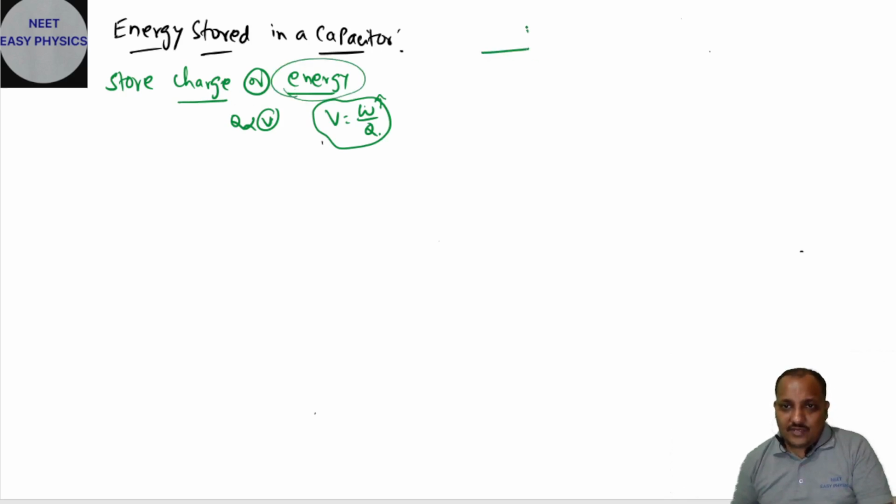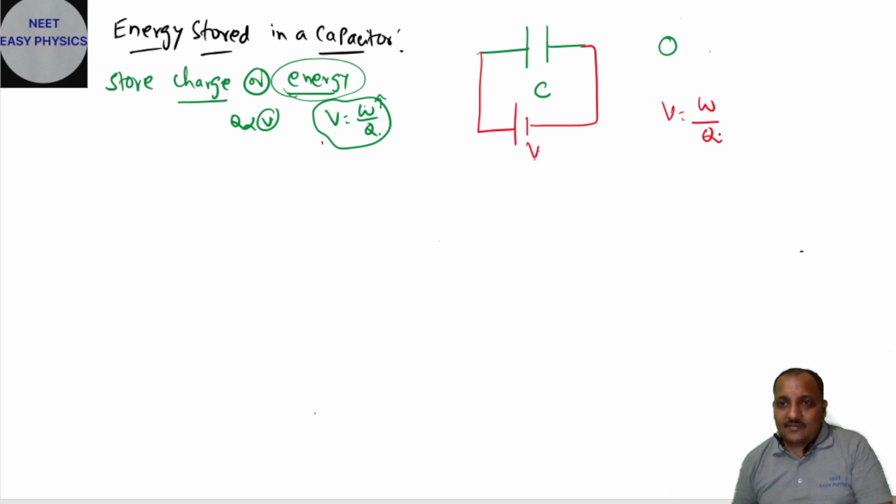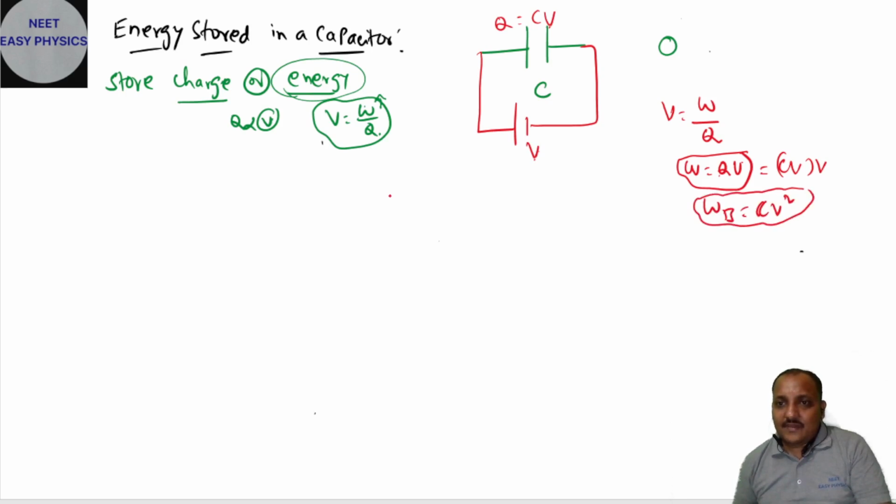So for this we have to take one capacitor of capacitance C. What is the charge on this capacitor? Zero initially. To store the charge, we have to connect this to a battery of voltage V. What is the voltage V definition? V is equal to W by Q, so W is equal to QV. According to the charge stored on this capacitor, Q is CV. If you substitute CV into Q, the work done by the battery, they will ask, is going to be CV square. Work done by battery.